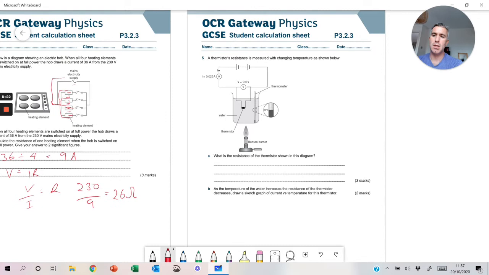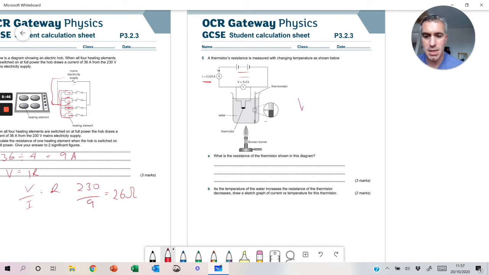A thermistor's resistance is measured with changing temperature, as shown below. We have some cells, it doesn't tell us how many. We have a current of 0.025 amperes. We have a voltage of 9 volts. It's at 20 degrees. It's in water. There's a Bunsen burner. What is the resistance?